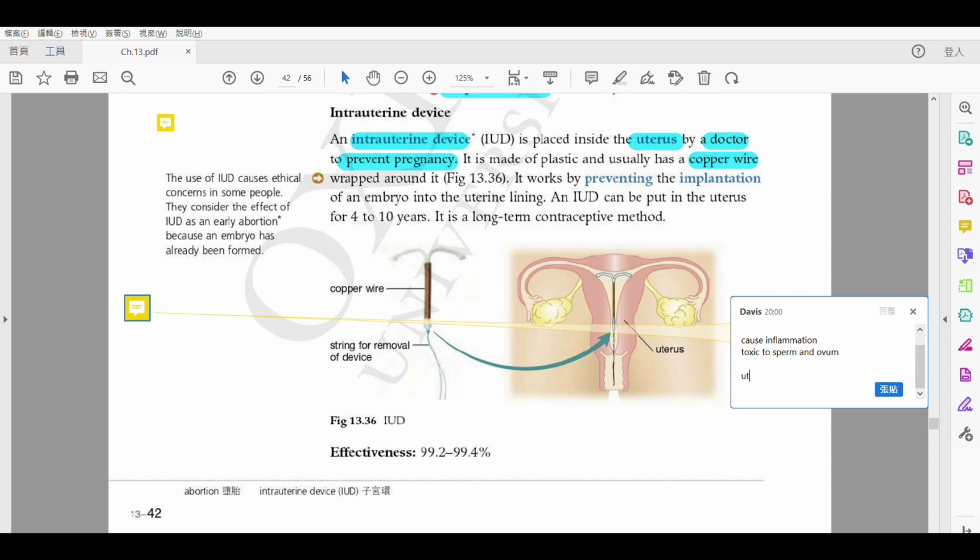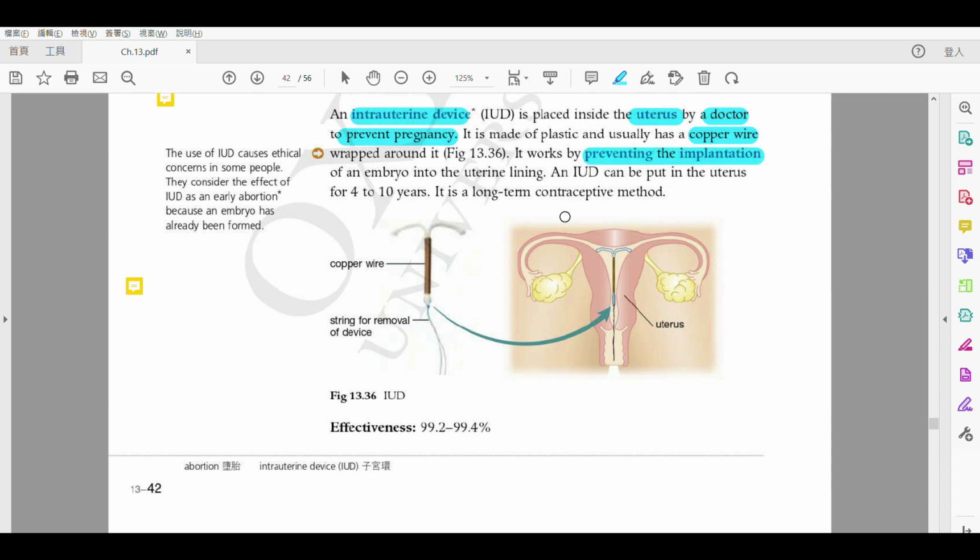Simply put, the uterine lining will become unstable for implantation to take place. The whole environment will be unstable, okay? Let's continue. This method, the IUD intrauterine device, will prevent the implantation. Okay, and then it can be put in for a very long time, 4 to 10 years, and this is a long-term contraceptive method. But if you want to remove it, you can also find a doctor.